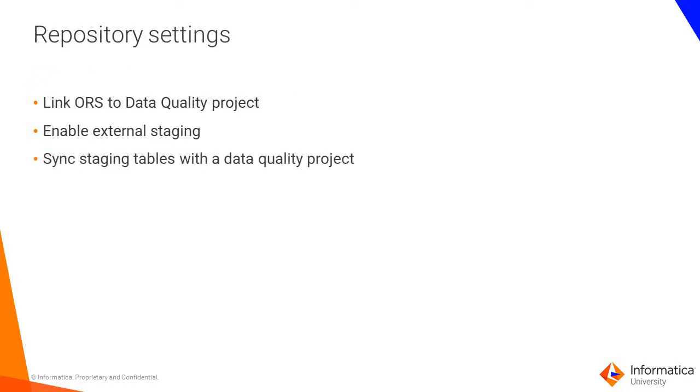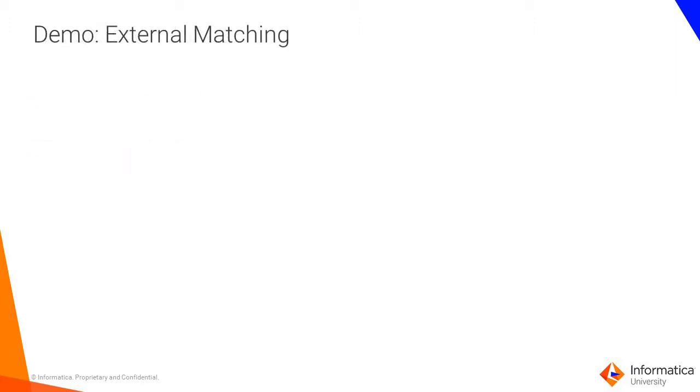Before you do this, you would have to configure the MDM hub so that the repository data can be synced with the data quality engine. First, you would link the ORS to the data quality project. This means that you have to create a data quality project in the developer client. Then you enable the external staging option within the MDM hub, and then you sync the staging table data with the DQ project. Let's take a look at a short demonstration of how this is done.